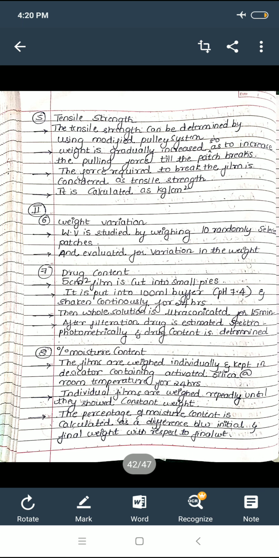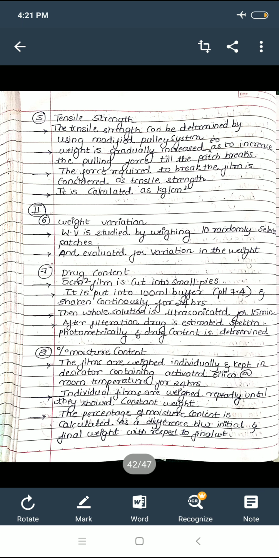Next parameter is drug content. So here the patch is taken, 5 cm square film is cut into small pieces. It is put into a 100 ml buffer, that is pH 7.4, and shaken continuously for a period of 24 hours. Then the whole solution is ultrasonicated for 15 minutes. After filtration, the drug is estimated spectrophotometrically and drug content is determined.